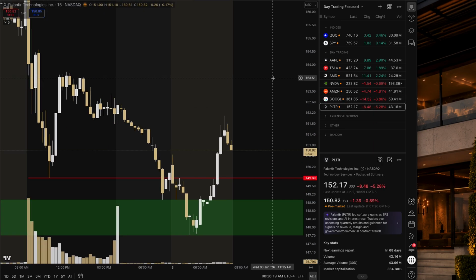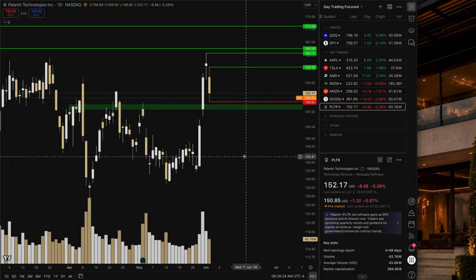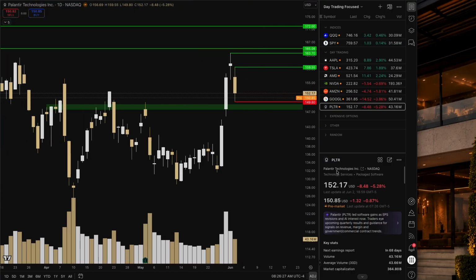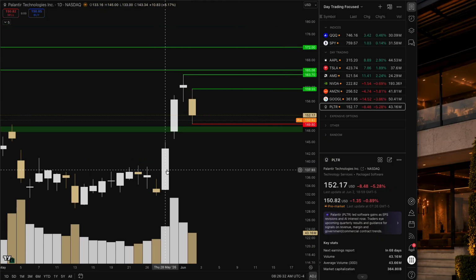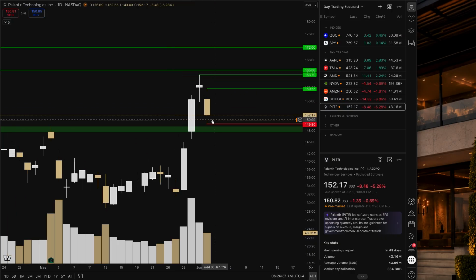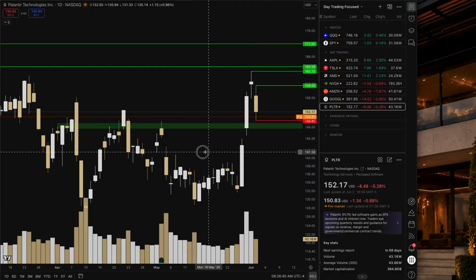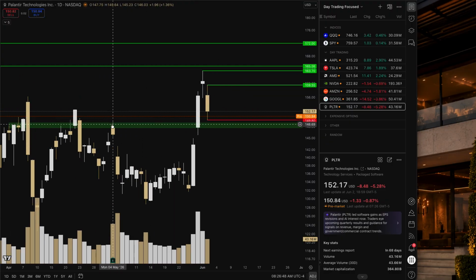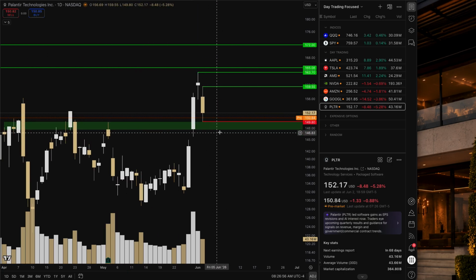And the last is Palantir. Like Palantir, as you can see here. Okay, on Palantir we had such a nice move the last 2 days, like on May 28th, 29th, and then June 1st. Okay, so after such a nice move, we were looking for a pullback. And this was the green area. You can see this was the zone I had. Basically this is the zone where I want to see the price come back for the retest.